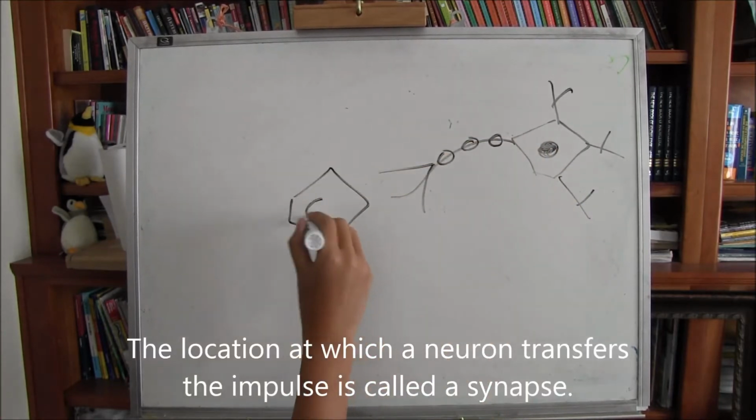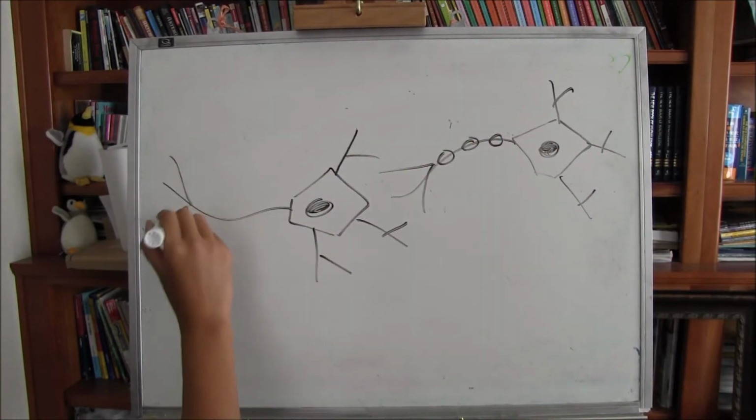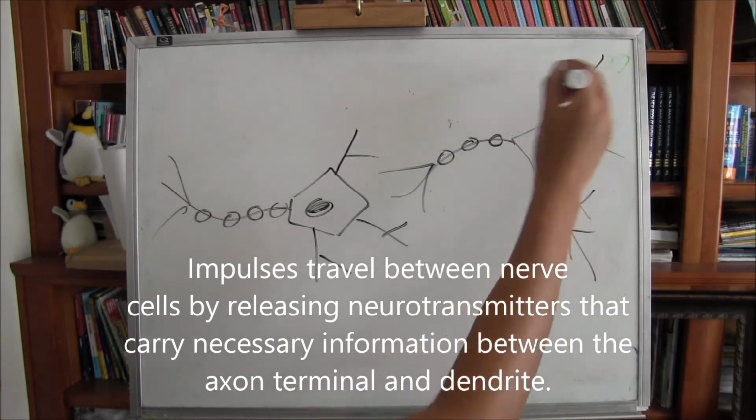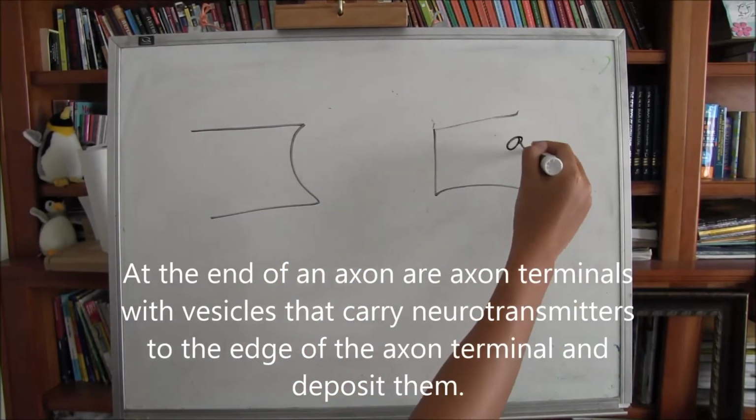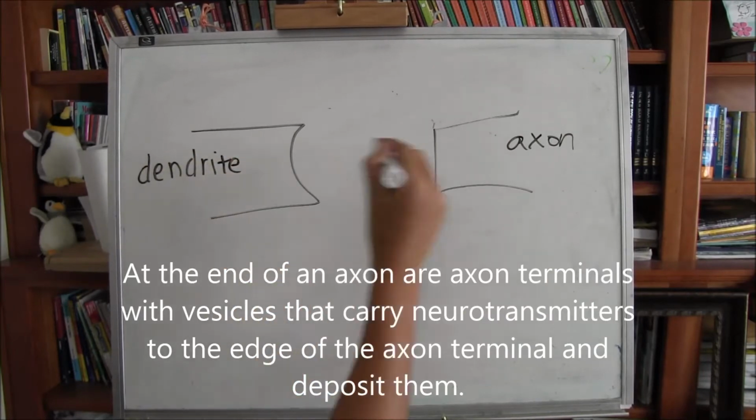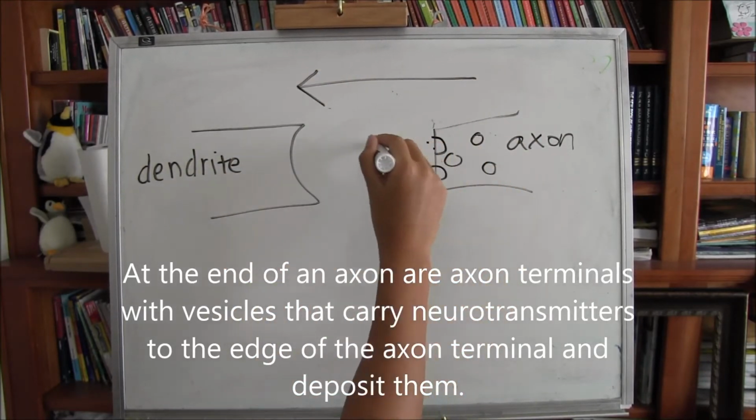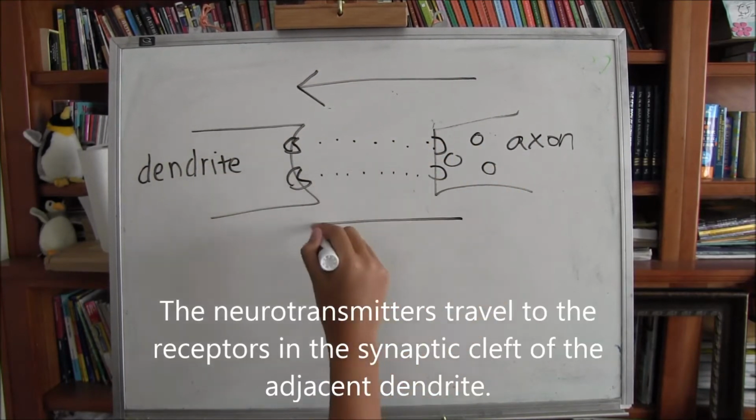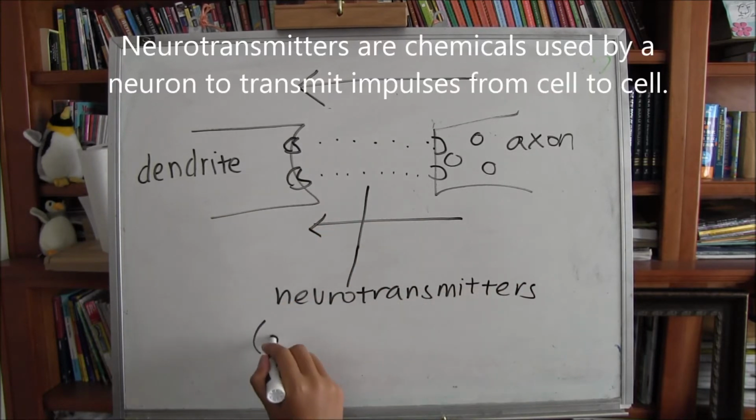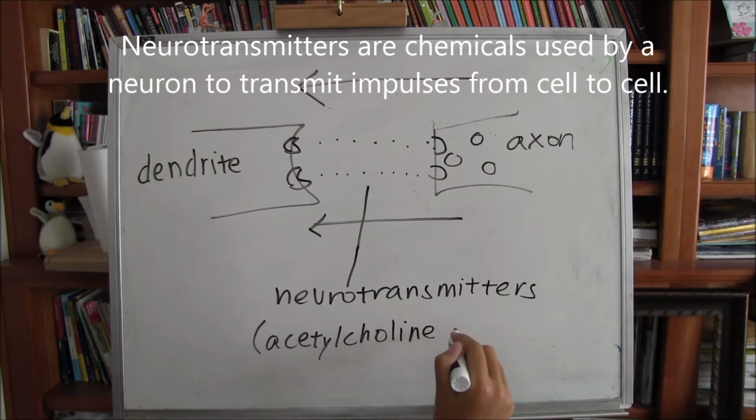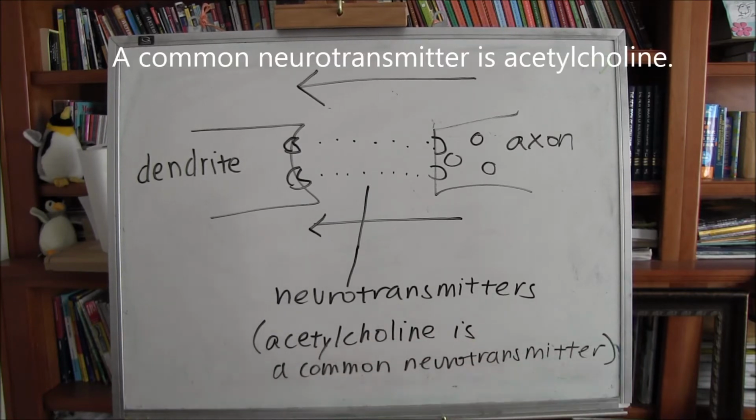The location at which a neuron transfers the impulse is called a synapse. Impulses travel between nerve cells by releasing neurotransmitters that carry necessary information between the axon terminal and dendrite. At the end of an axon are axon terminals with vesicles that carry neurotransmitters to the edge of the axon terminal and deposit them. The neurotransmitters travel to the receptors in the synaptic cleft of the adjacent dendrite. Neurotransmitters are chemicals used by a neuron to transmit impulses from cell to cell. A common neurotransmitter is acetylcholine.